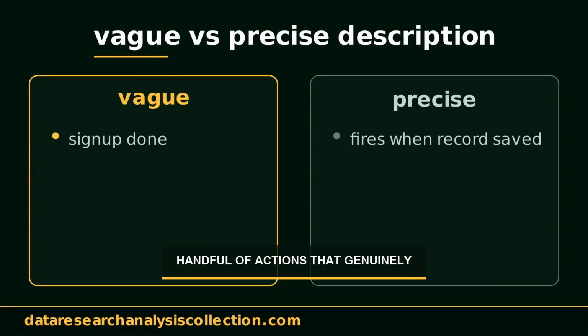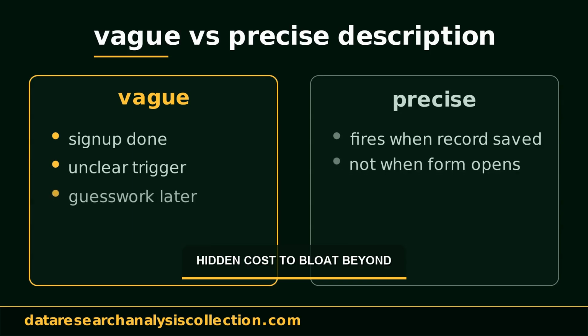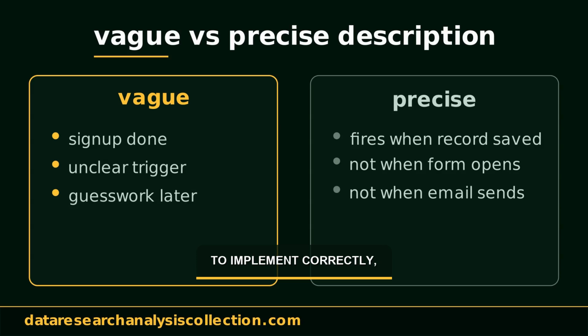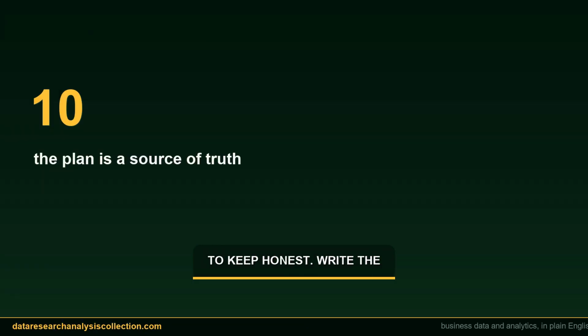Start with a handful of actions that genuinely change your understanding of the business, and add more only when a specific question demands it. There is a hidden cost to bloat beyond maintenance too. Every extra event is one more thing to implement correctly, one more thing to check when something breaks, and one more name that someone can get subtly wrong. A lean plan is not just easier to read, it is easier to keep honest.